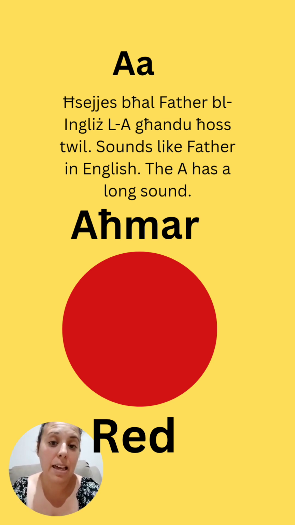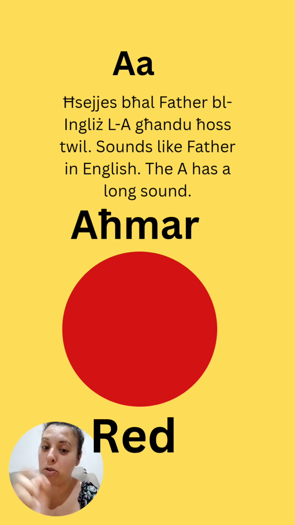So the letter A, if you're saying the word, for example, father in English, can you hear that long A sound? Okay, so not the short A sound, it's ah. So when you're saying a word in Maltese, for example, ahmar, which is red. Okay, ahmar. You're really going to emphasize the ah. We'll do that soon. Next letter.